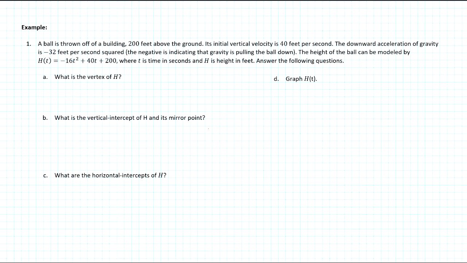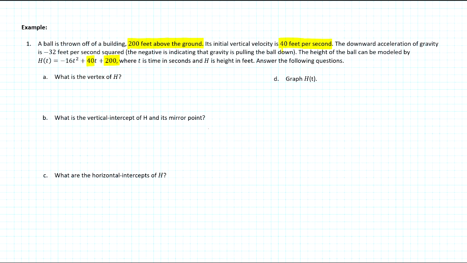Let's take a look at a couple of things before we get too far in here. The ball is being thrown off of a building 200 feet above the ground. So its initial height is already 200 feet above the ground, and we can see that in the equation with that plus 200 right there. Its initial vertical velocity is 40 feet per second, and that's also found in the function here, the b value, 40t. So these numbers, that's not coincidence.